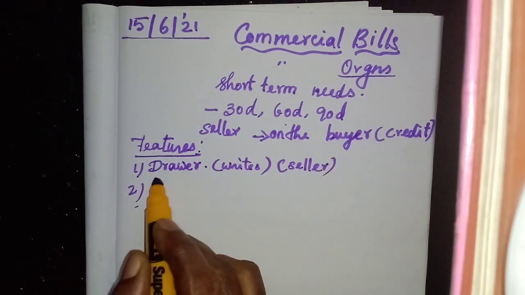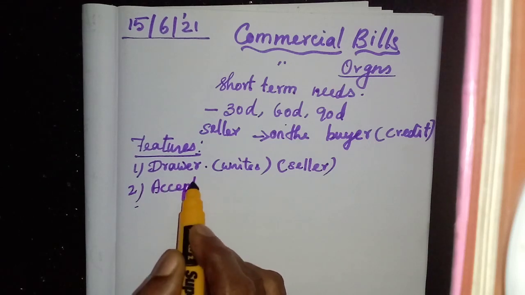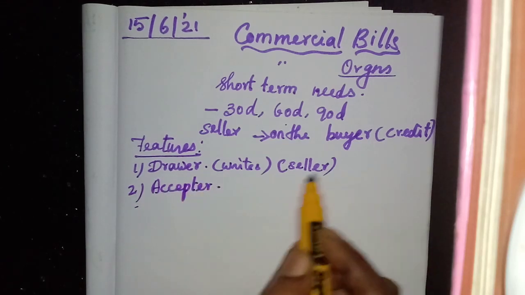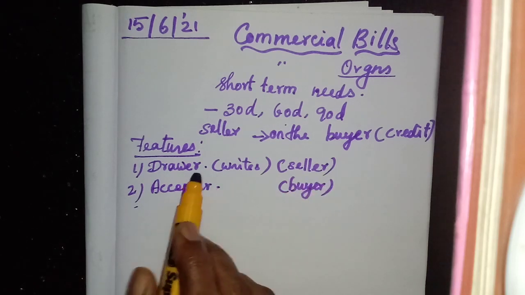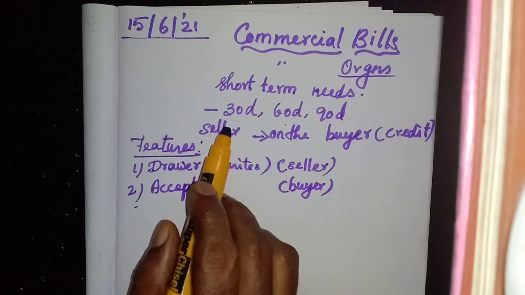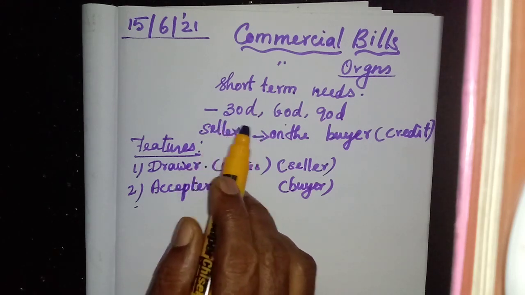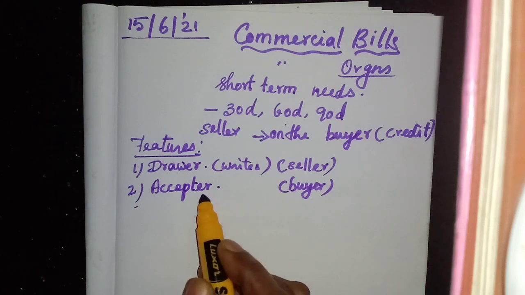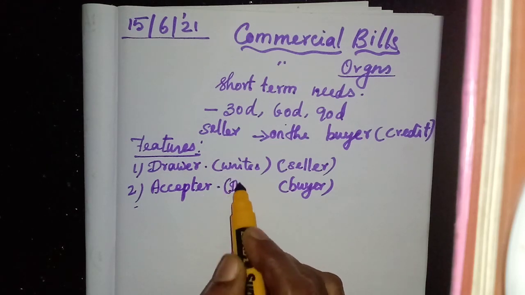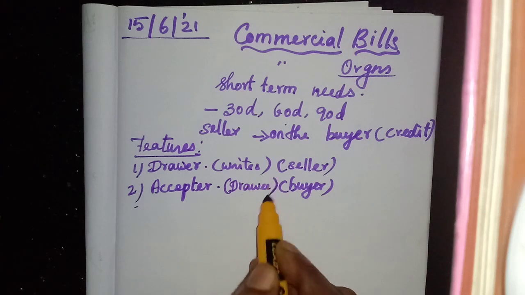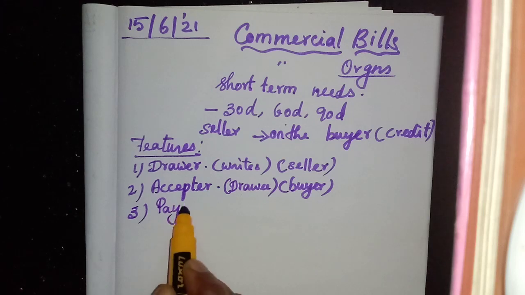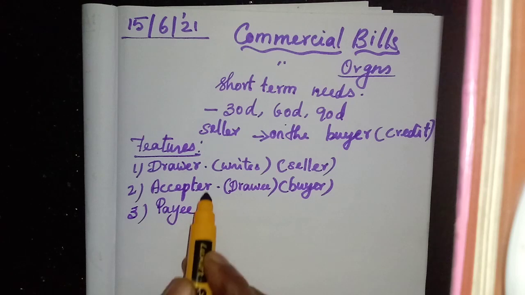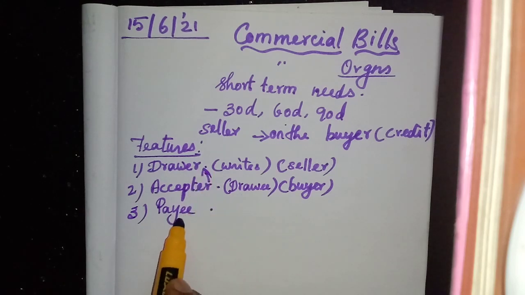Then acceptor, who has to accept, the buyer. He has to accept what is written in the bill, that I will pay the amount mentioned in the bill within 30 days. So he is the acceptor, or we can say drawee. Then the other person, payee, to whom the amount should be paid. Usually the acceptor has to pay the amount to the drawer.